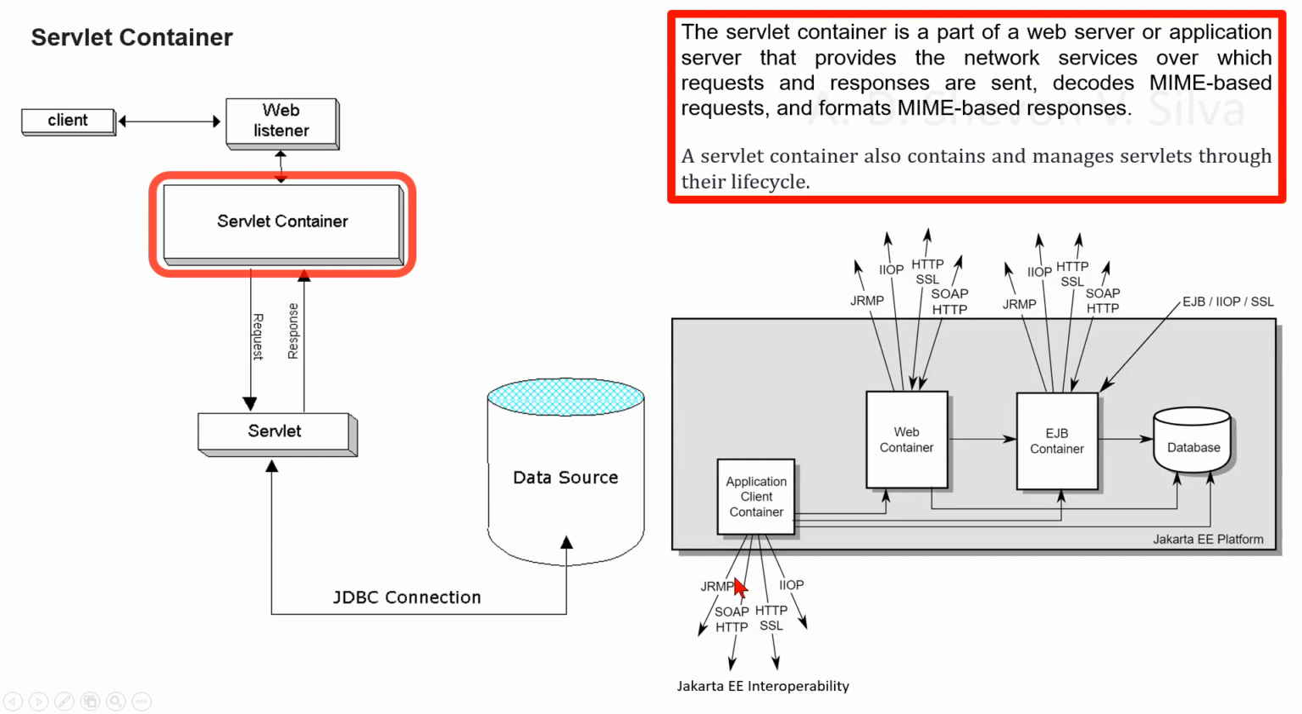Here you can see Jakarta EE interoperability. Many of the APIs provide interoperability with components that are not part of the Jakarta EE platform, such as external web or CORBA services. The Jakarta EE interoperability diagram illustrates the interoperability facilities that may be available in the Jakarta EE platform. The directions of the arrows indicate the server-client relationships of the components.